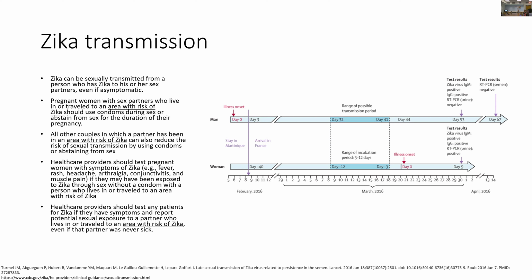So as a result, the CDC recommends that pregnant women with a sex partner who has lived in or traveled to an area with Zika should use condoms during sex or abstain from sex during the duration of the pregnancy. They say that other couples in which a partner has been in an area with risk of Zika can reduce the risk of transmission by using condoms or abstaining from sex. Healthcare providers should have a high index of suspicion for pregnant women with symptoms of Zika, even if they may have only been exposed through sexual contact. And we should test these patients accordingly.